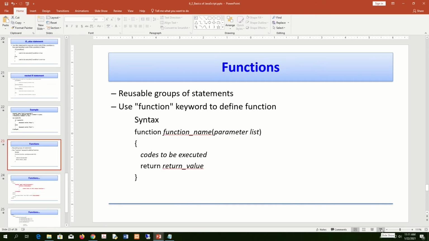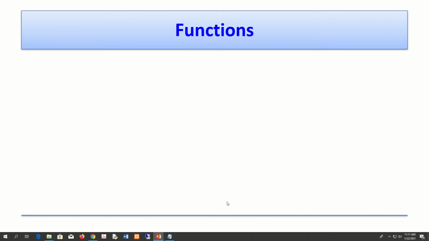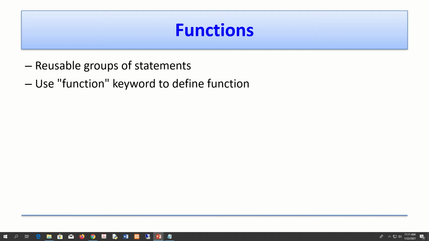And then the next one is functions. How to use functions in JavaScript. Actually, functions are reusable groups of statements. That means if you want to use a set of statements again and again, we can define that set of statements as a function. To define a function, there's a keyword called function. So how can we define the function? This is how we define the function. You can use the function keyword, and then you can set a function name, any name.